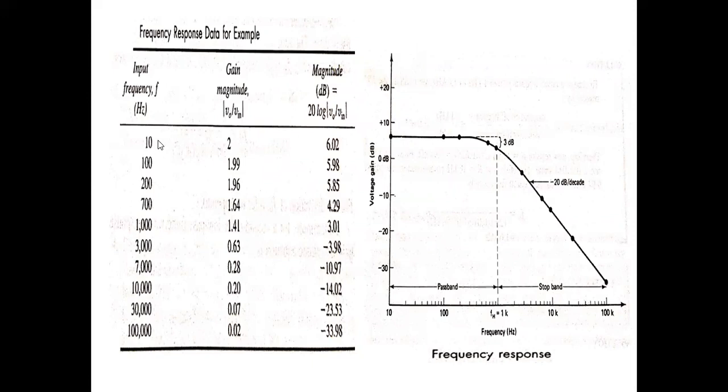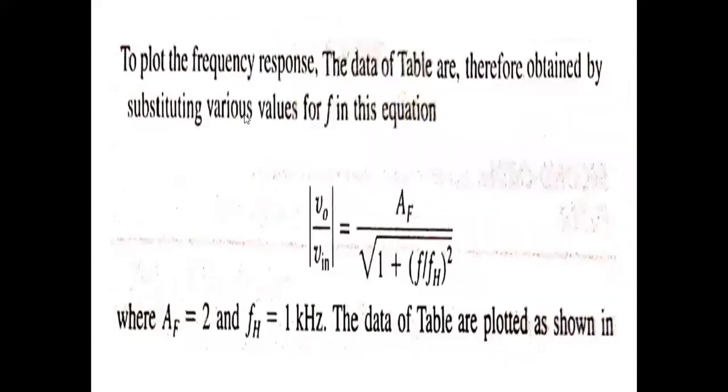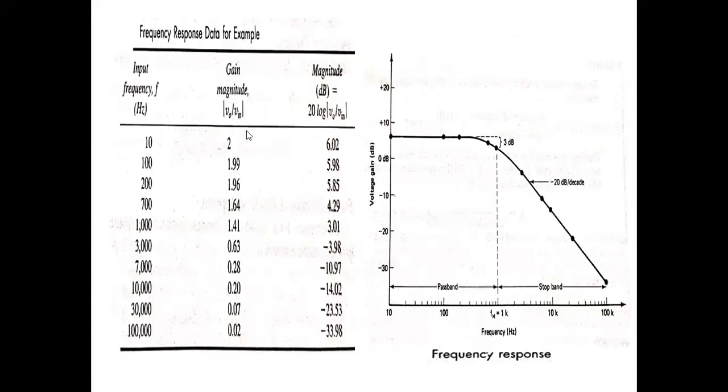Okay, when the input frequency is 10, the gain magnitude is calculated using the above relation, that is AF divided by square root of 1 plus (F by Fh) squared. The gain magnitude value becomes 2, and in terms of dB, that is 20 log of V0 by Vin, it is equal to 6.02. Similarly, if you vary the input frequency to 100, then the gain magnitude becomes 1.99, and when you convert it in terms of dB, that becomes 5.98.